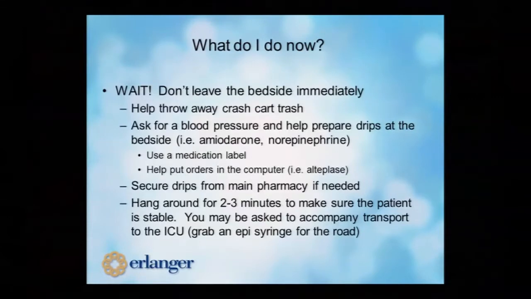We also may need to make an amiodarone drip if the patient had persistent VFib during the code. Make sure when you're making the drips you use a medication label. Always label your bags. And then help put orders in the computer if you have a computer available, or make sure that orders are being placed in the computer so that pharmacy can send up drips with a proper label for use after the code.